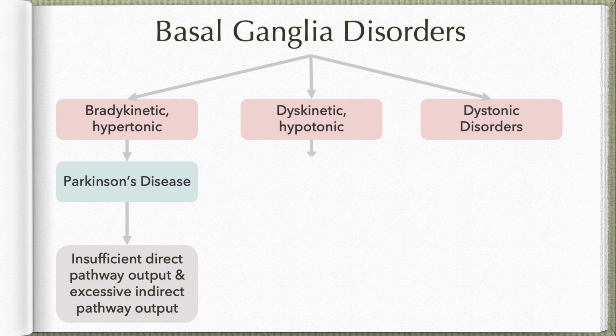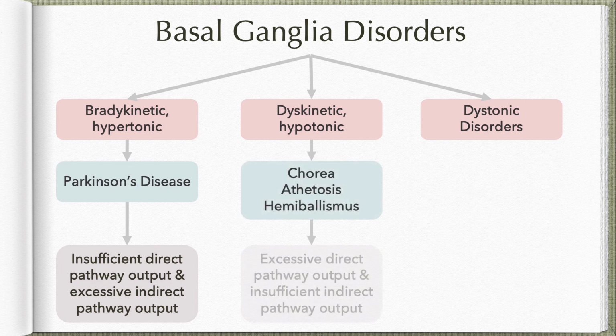Now dyskinetic hypotonic disorders include chorea, athetosis and hemiballismus. Here we are having excessive unwanted movements. So there is an excessive direct pathway output and insufficient indirect pathway output. So there is not much of inhibition of the unwanted movements.